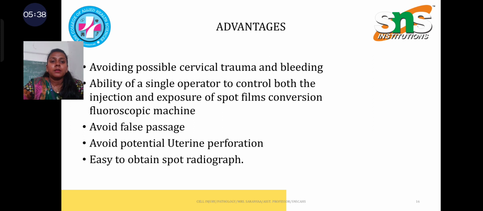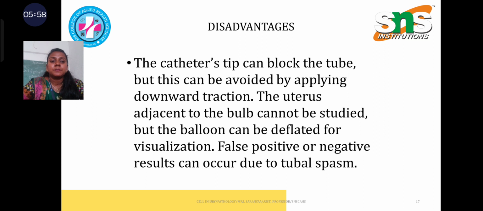Advantages: avoiding possible cervical trauma and bleeding, ability of a single operator to control both the injection and exposure of spot films on a conventional fluoroscopic machine, avoid false passage, avoid potential uterine perforation, easy to obtain spot radiographs. Disadvantages: the catheter tip can block the tube, but this can be avoided by applying downward traction. The uterus adjacent to the balloon cannot be studied, but the balloon can be deflated for visualization. False positive or negative results can occur due to tubal spasm.